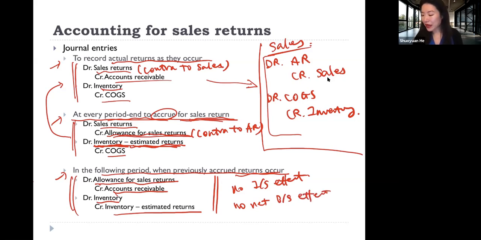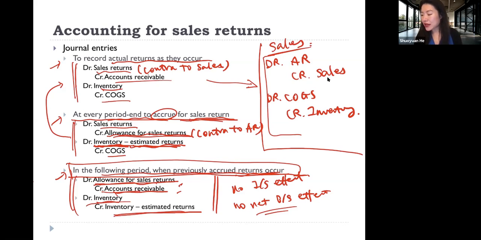In other words, when those returns really happen in the next period, it doesn't really impact my net income. None of those accounts is an income statement account. And even though it affects different accounts on my balance sheet, it doesn't really affect my net accounts receivable, because those are accounts receivable and its contra account. So my net accounts receivable doesn't really change. It doesn't really affect my net inventory. So there's no net balance sheet effect either.